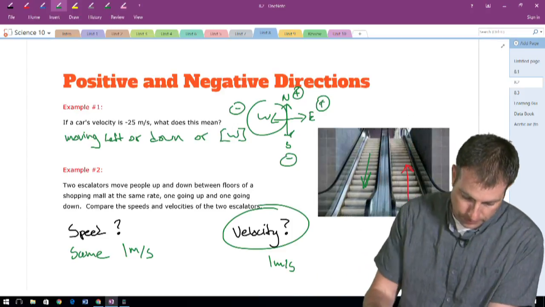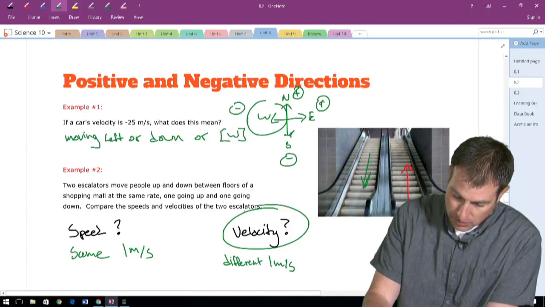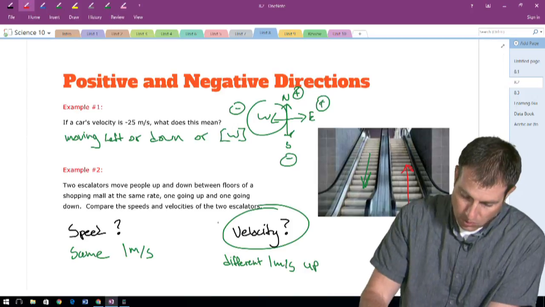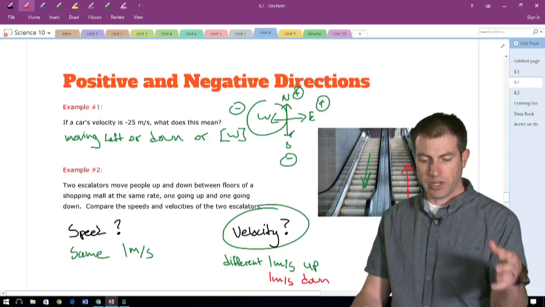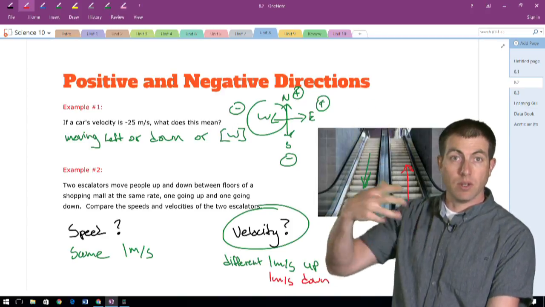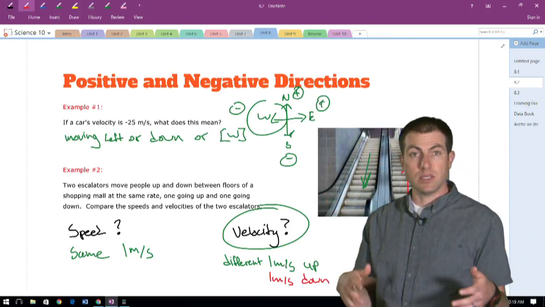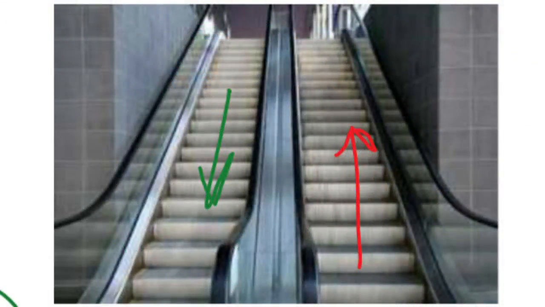Exactly. So the velocity is going to be different. One's going to be 1 meter per second up, and the other is going to be 1 meter per second down. They're just going to be the opposite of one another. The one going up is positive. The one going down is negative. They're both 1 meter per second, but their velocity is technically different because one is up at 1 and one is down at 1. So this is 1 meter per second up, and this one is 1 meter per second down.